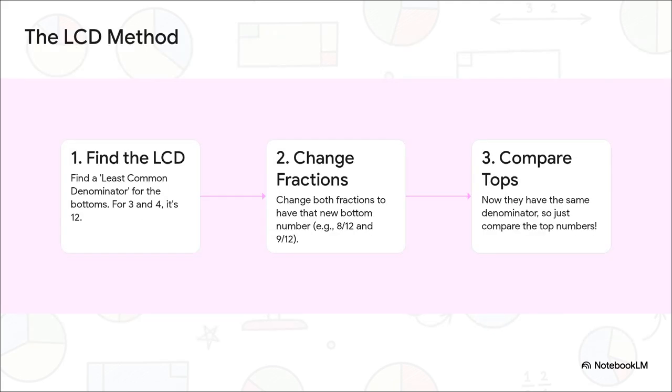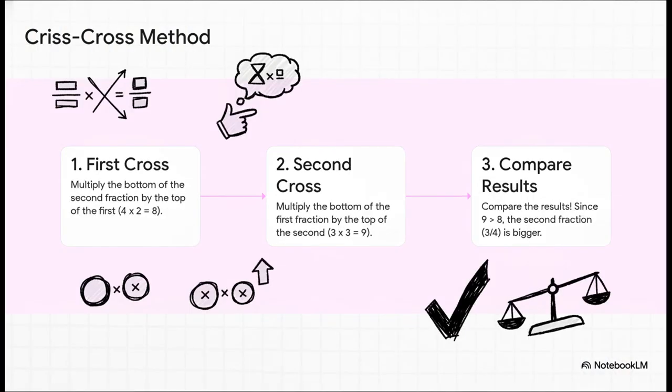Okay, first up, we have the LCD method. Now, LCD sounds kind of fancy, but all it means is least common denominator. We're just looking for a new bottom number that both 3 and 4 can fit into. For this one, it's 12. Once we change both fractions so they have 12 on the bottom, we can just use our very first tool to solve it. Easy. Or if you want to be super fast, you can use the Crisscross Method.